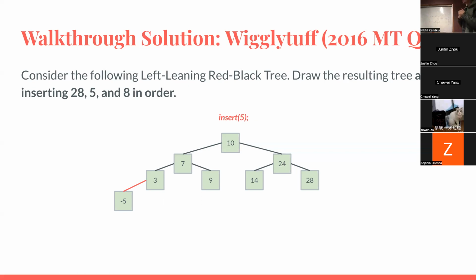Cool. The next thing is we're going to insert 5. Once again, we always insert as a red link into an LLRB. So the 5 goes into the right child of 3.